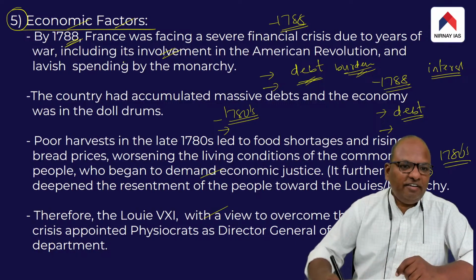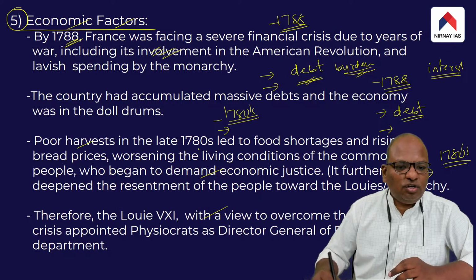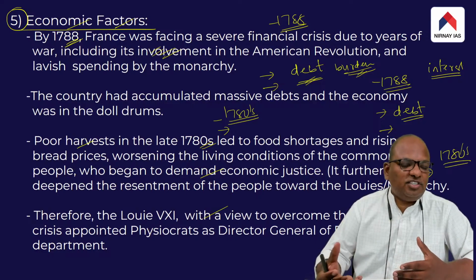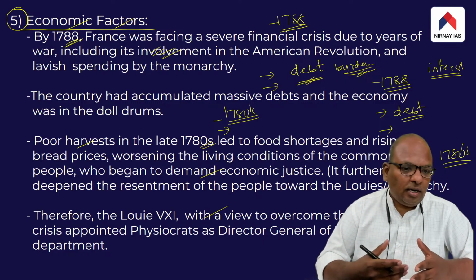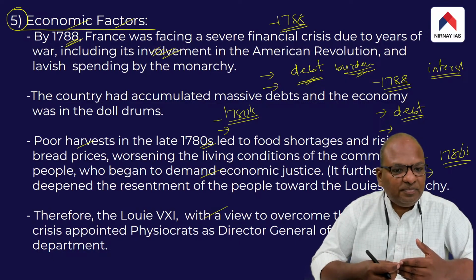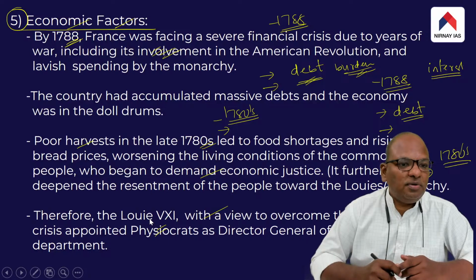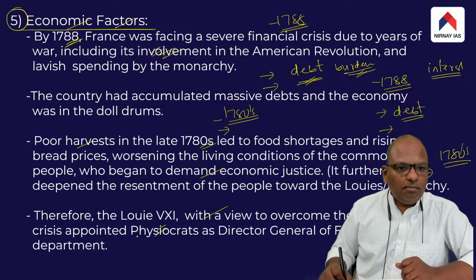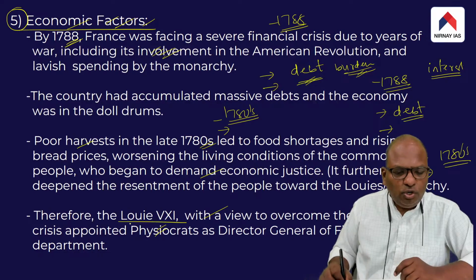So the whole point is, already France was in deep economic trouble, and what further compounded the problems was the poor harvest of the 1780s. So there was not much for people to eat. The prices of the essential commodities began to increase. The life of the common people became very, very difficult. The common people found it difficult to meet even their food needs, and therefore began to hold the king responsible for all of their problems. This is what happened.